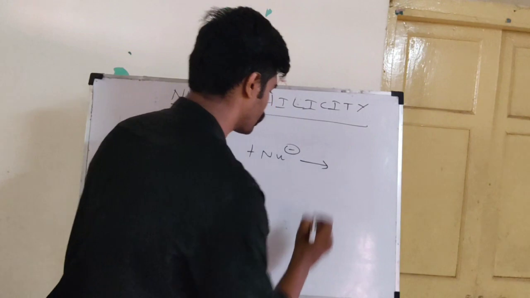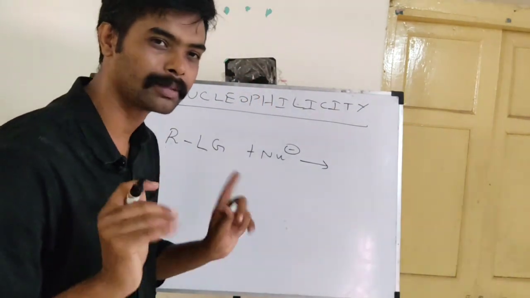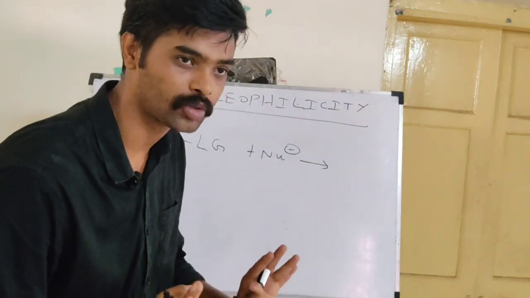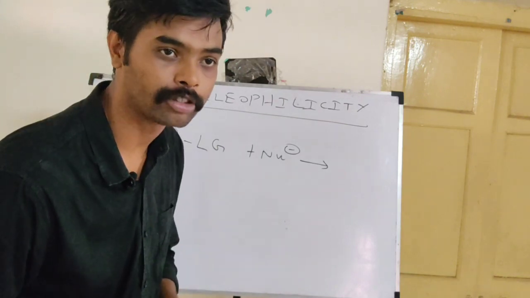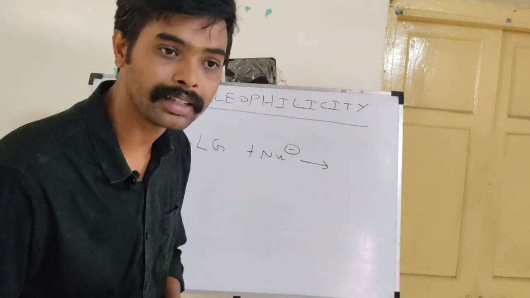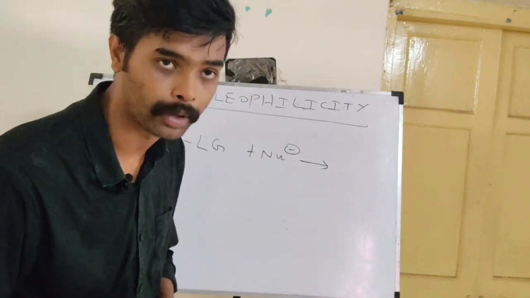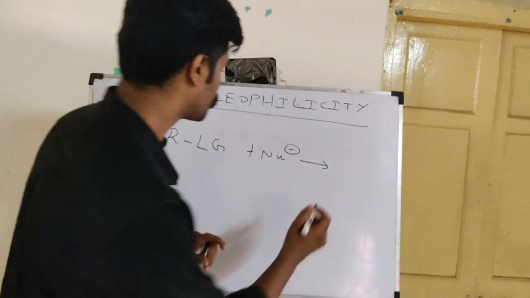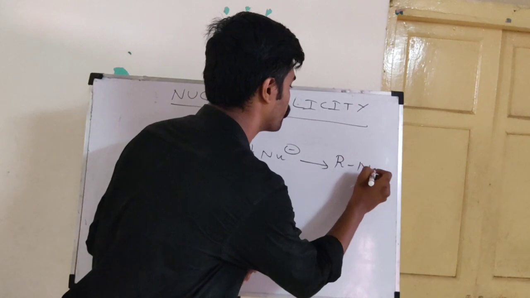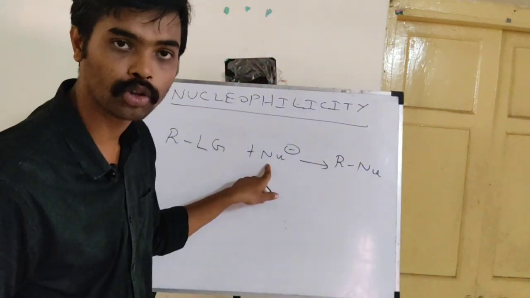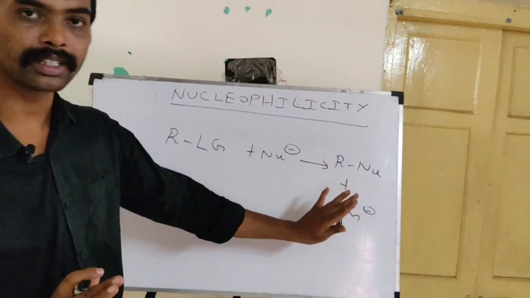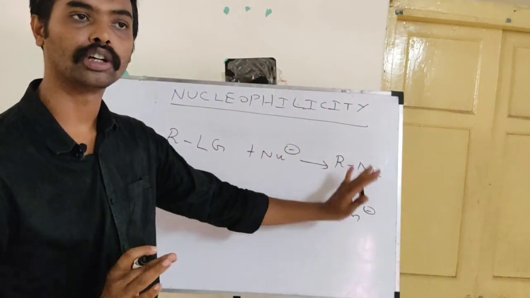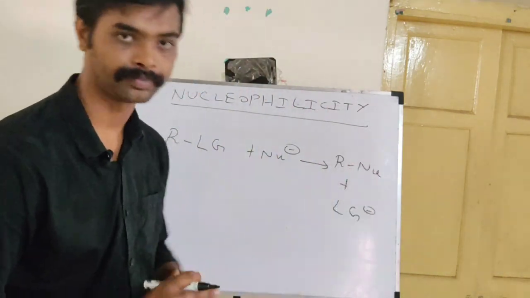Now the overall reaction goes like this. It is going to be a simple displacement reaction which you have already learned in chemistry. In your lower classes you would have learned that a highly reactive species displaces the less reactive species from its compound, and the same thing happens here. So I am going to have a bond formed between the alkyl group and the incoming nucleophile, and I am going to have the leaving group coming out. Now this is a simple nucleophilic substitution reaction, right?